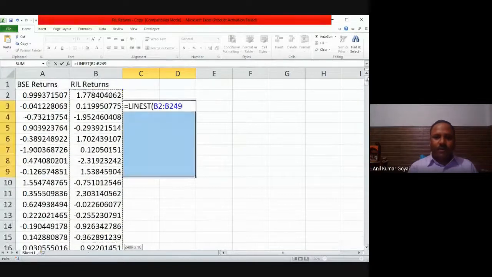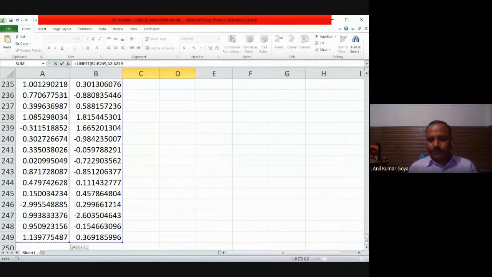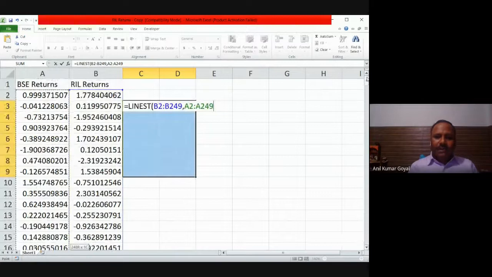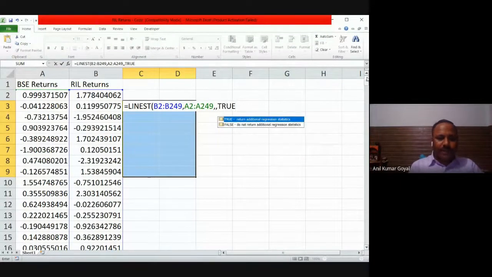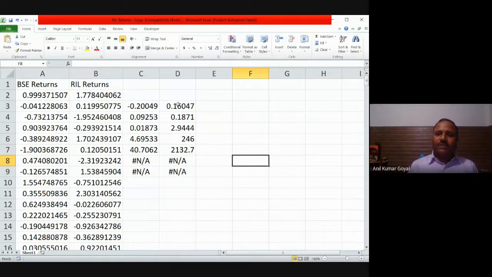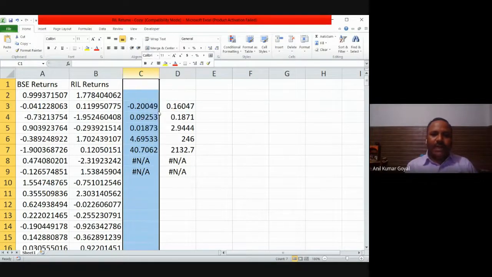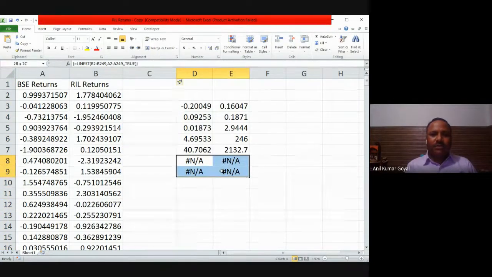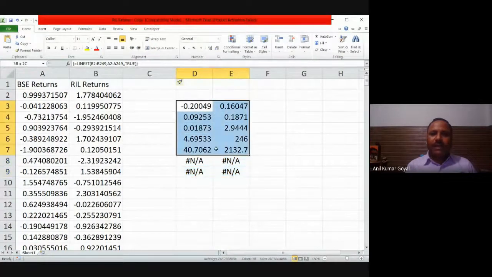Then I will put a comma. I will take known X. Then double comma, and I will write TRUE, close the bracket, and press Ctrl+Shift+Enter, not only Enter. Because this is an array function, it will give me the 10 values. What are those values? I will let you know. Because I have selected extra columns, it has given NA, but this will give only 10 values.